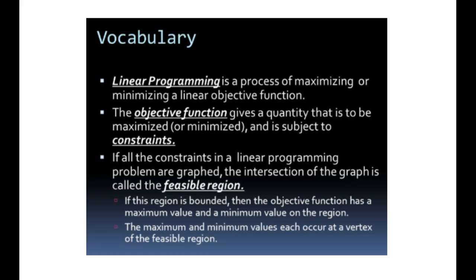The last thing we're going to discuss in this lesson is linear programming, which is the process of maximizing or minimizing a linear function called the objective function. This function gives a quantity that is to be maximized or minimized, and it is subject to constraints. The constraints are going to be linear inequalities that give us a region. That region is called the feasible region. It can be bounded or unbounded. We're going to use that region, find vertices, and plug those ordered pairs back into our original objective function to see what values are potentially maximum or minimum values.